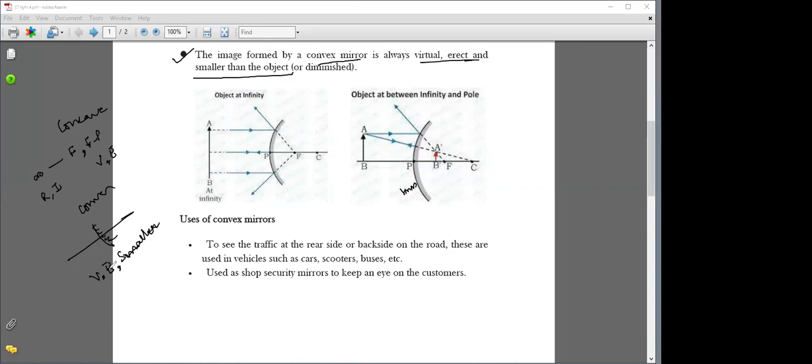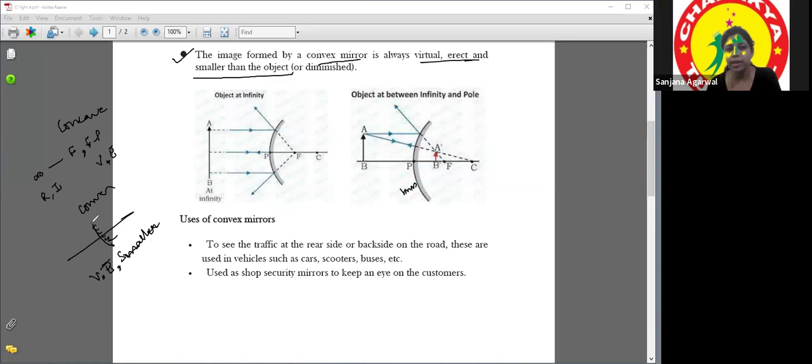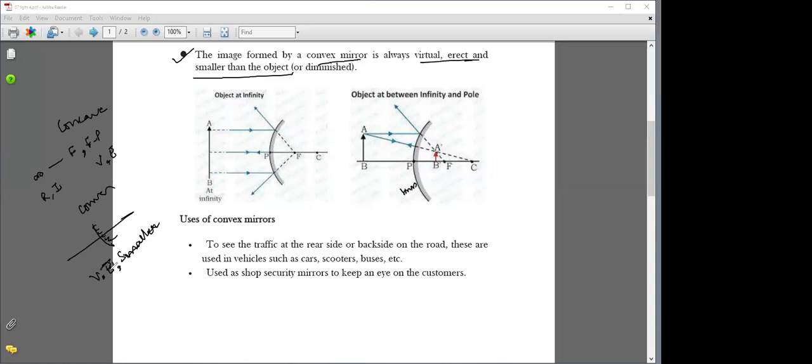Mute your mic. Please note down this, that convex mirror always forms virtual, erect, and smaller in size images.